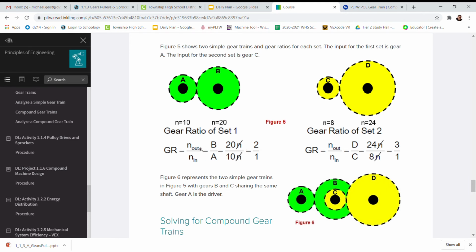So what I would do is I would calculate the gear ratio from A to B first. If I know the number of teeth on gear A, and I know the number of teeth on gear B, then I could use my gear ratio formula of N out over N in, and I could solve and find that the gear ratio for this one is 2. Now if I look at the second simple gear train, which is gear C connected to gear D, then what I can do is count the number of teeth, which is 24 on the large gear D, and C, which is 8 teeth, and I can calculate that the gear ratio for that is 3.